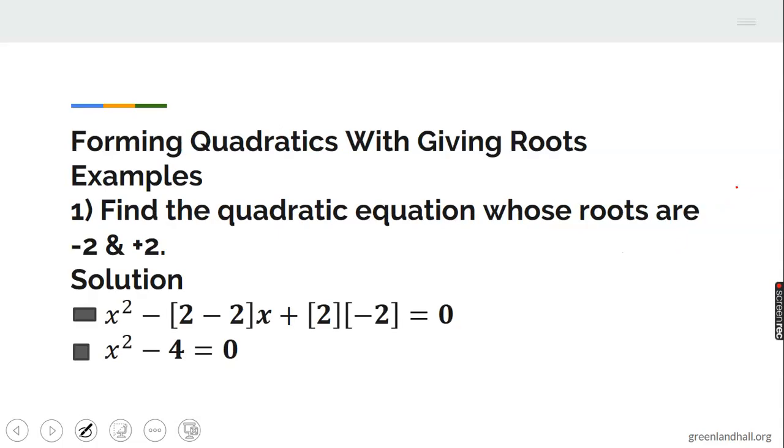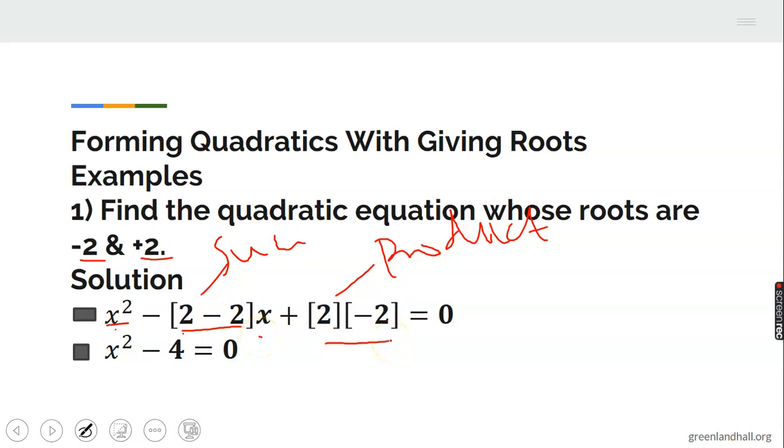Now, forming a quadratic equation with two given roots. You have x squared, plus the sum of the roots, so you add them together, and this is the product. So the sum of this and this, that's 2 minus 2. That's the sum. Then you have x at the back. Then plus the product, that's 2 times minus 2. Here the sum will give you 0, so we have x squared minus 0x, then minus 4. So this is the final answer: x squared minus 4 equals 0.